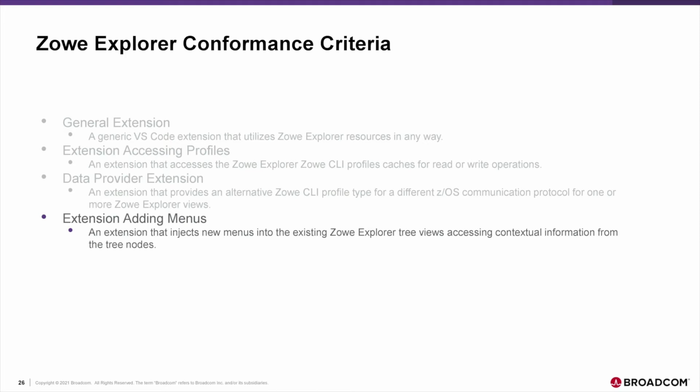So the last category that we're going to talk about is extensions adding menus. These are extensions that inject new menus into the existing Zowe Explorer tree views, accessing contextual information from the tree nodes. And instead of me showing you a good example of this, why don't we create our own extension that will add a menu?